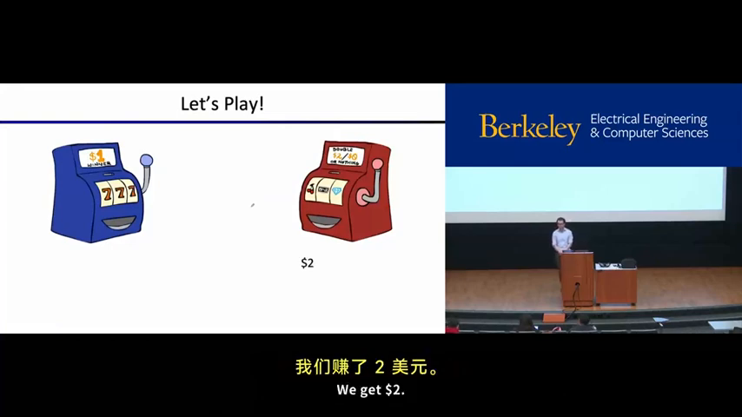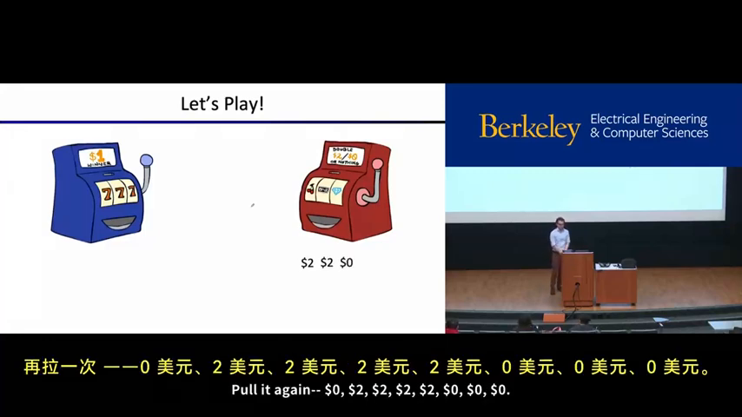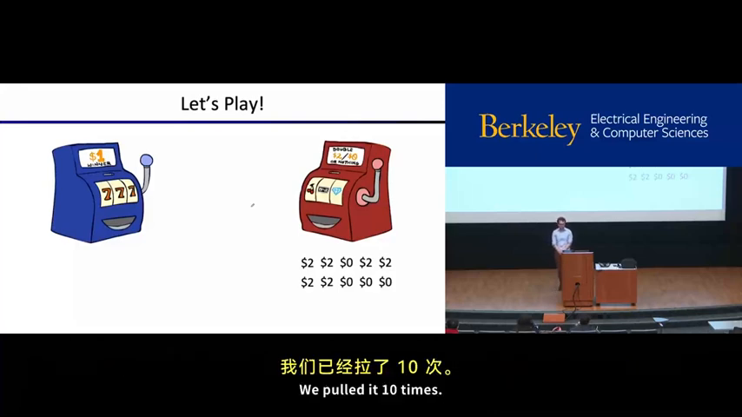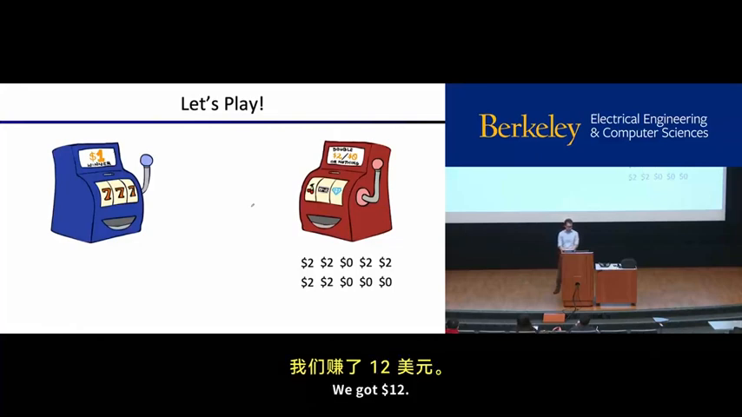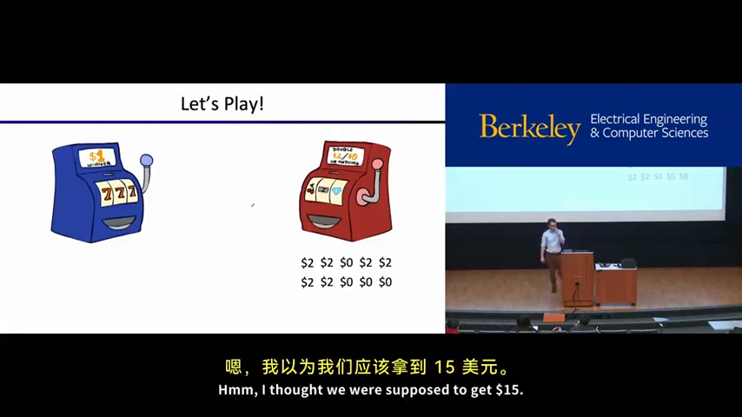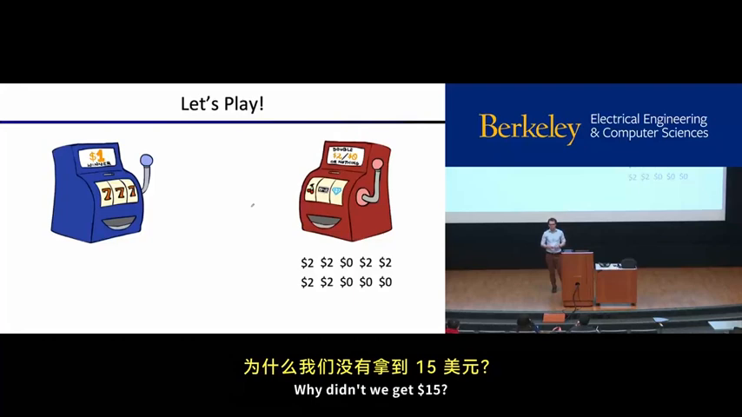We get $2. Let's keep pulling it. We get $2. Okay, pull it again. $0. $2. $2. $2. $0. $0. $0. Okay, we pulled it 10 times. How much money did we get? We got $12. I thought we were supposed to get sort of like $15. Why didn't we get $15?